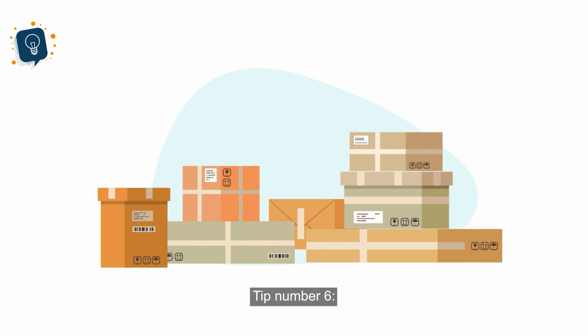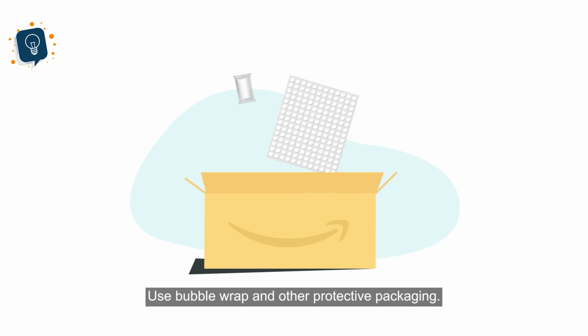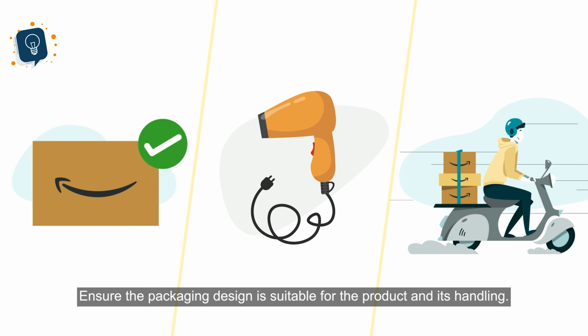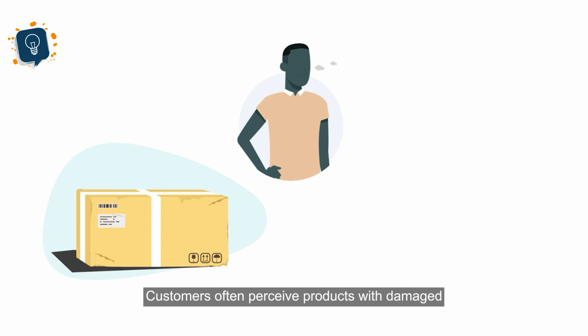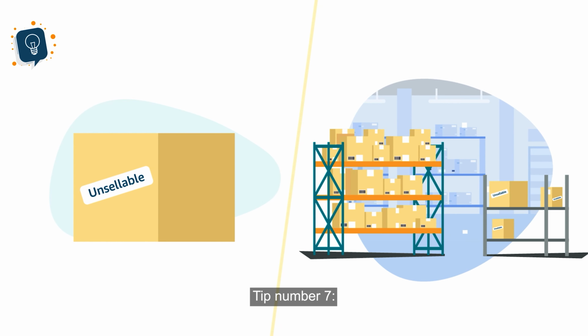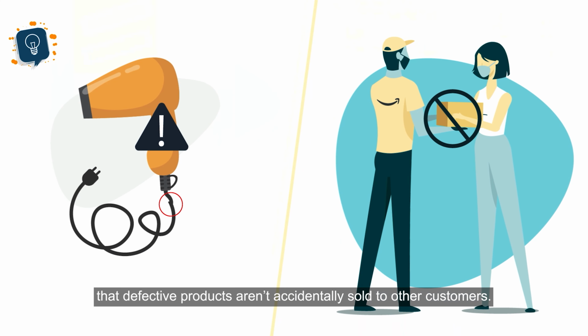Tip number 6. Select appropriate packaging and shipping for your product. Use bubble wrap and other protective packaging. Ensure the packaging design is suitable for the product and its handling. Customers often perceive products with damaged or opened packaging to be defective. Tip number 7. Label and store returned products separately to ensure that defective products aren't accidentally sold to other customers.